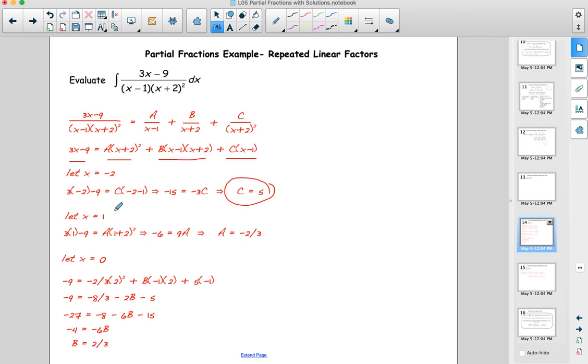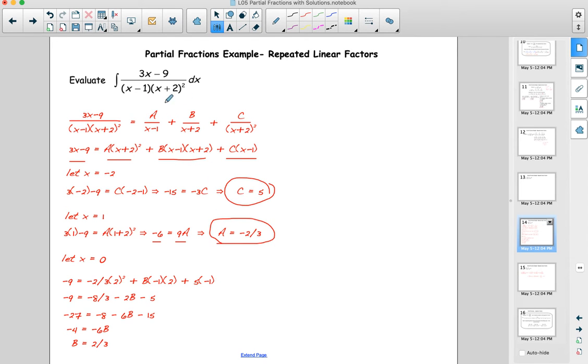If I plug in an x of 1, the B and the C components here will drop out, and I'll just be left with A. So plugging in a 1 on the left-hand side, we will get -6. Plugging in a 1 on the right-hand side, we will get 3. When we square that, we will get 9. So I'm going to get -6 is 9A, and that gives me A is -2/3.